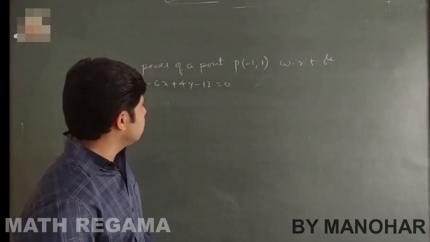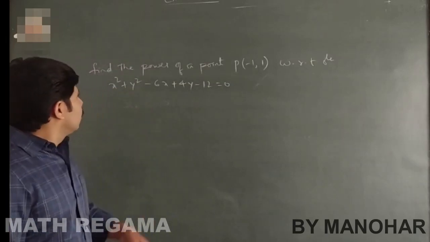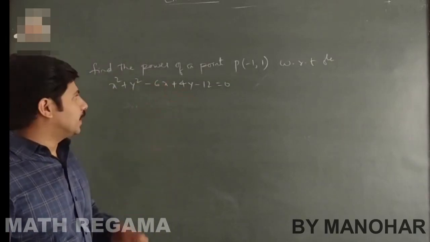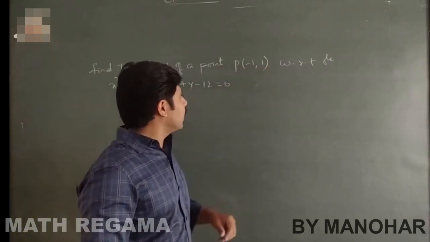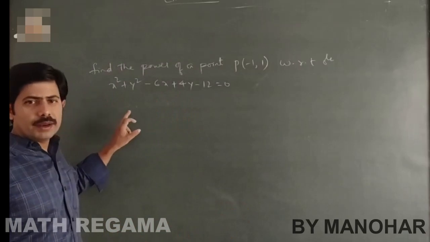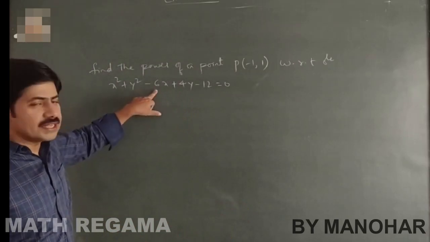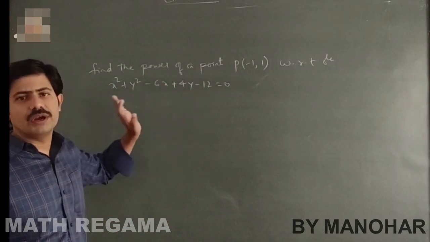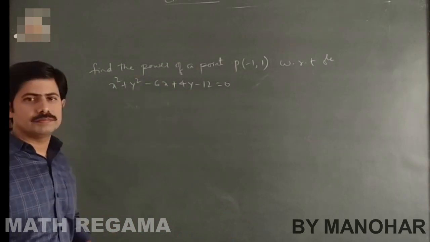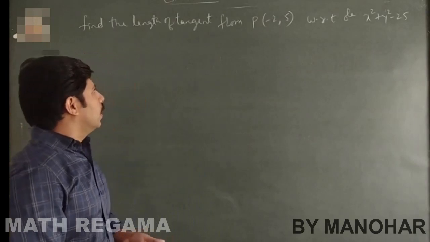So next, a similar problem you try. Find the power of a point (-1, 1) with respect to the circle x² + y² - 6x + 4y - 12 = 0. Try this problem.